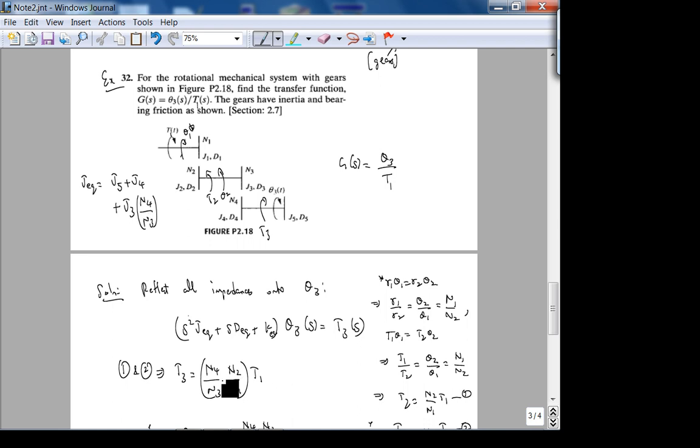Is it just N4 over N3? Yeah, this is correct. J3 is on this shaft, all right? To go to this shaft, you have to go through these two gears. So it's N4 over N3 is correct, but I'm saying, is it simply N4 over N3? Squared, like Sam said. Remember the squared? The last lecture, I put it in red. Okay? Don't forget the squared. All right, keep going.